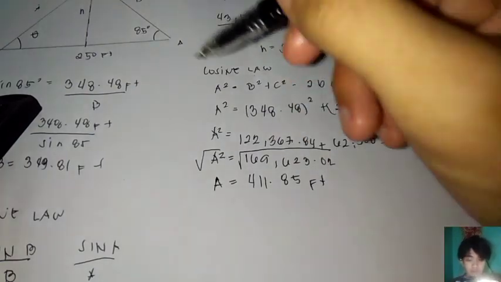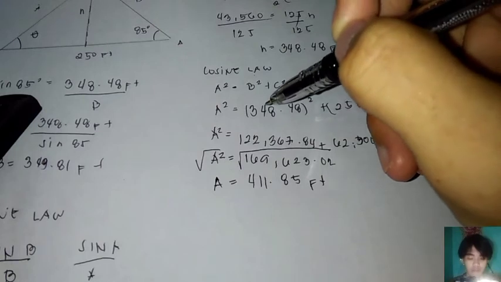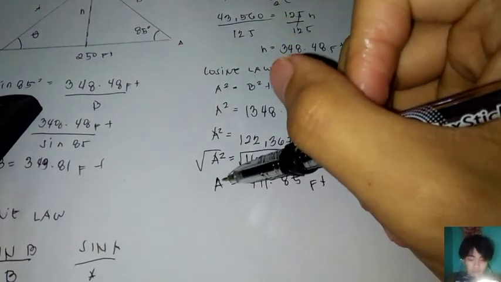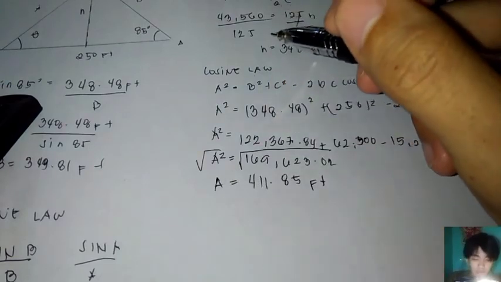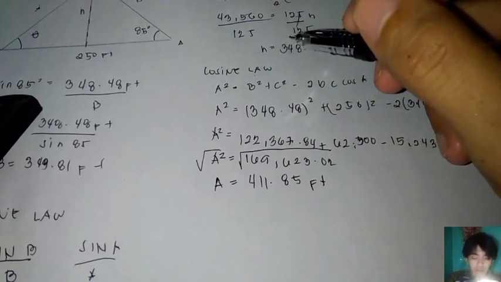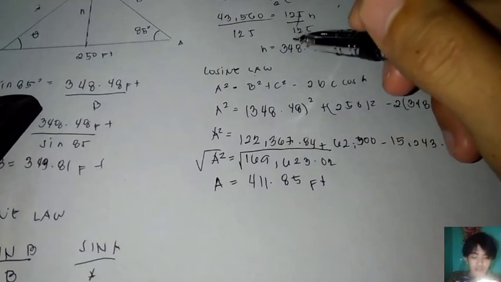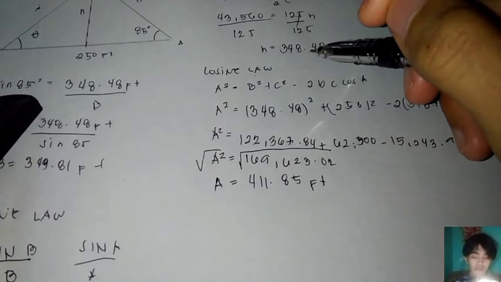So to get the a, let's square root each side to cancel out the squared. So cancel out, we have a, and the square root of 169,623.02 is 411.85 feet.